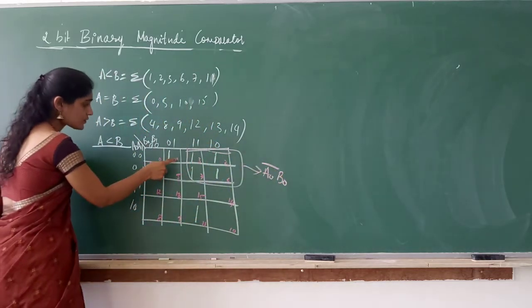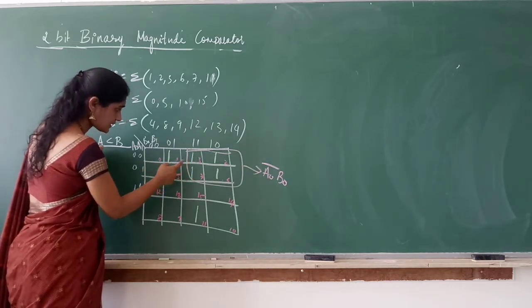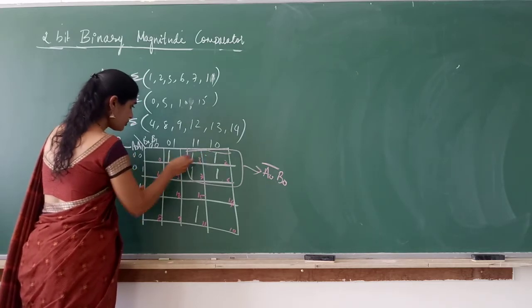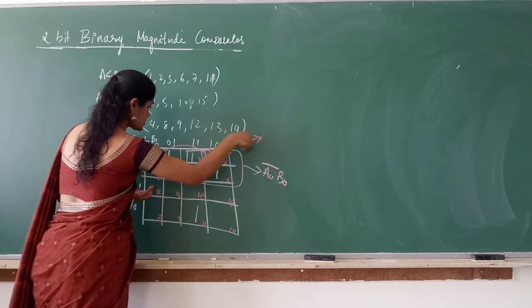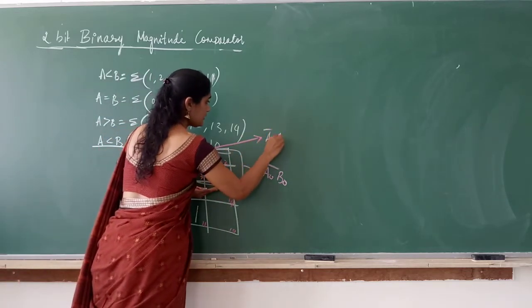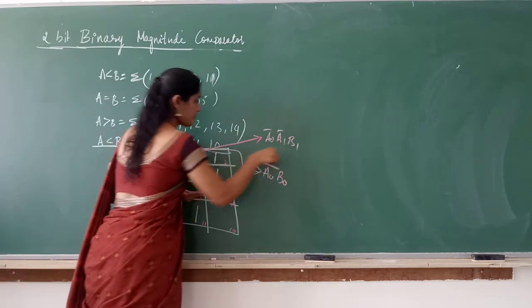How do we cover minterm 1? Can we group 1, 3? Yes, we can group 1, 3. So if I group 1 and 3, what is the equation I get? A0 bar, A1 bar, B1.